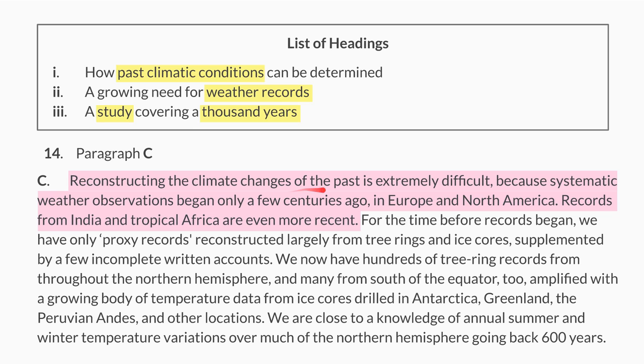Reconstructing the climate changes of the past is extremely difficult because systematic weather observations began only a few centuries ago in Europe and North America. Records from India and tropical Africa are even more recent. Now here's what I want you to do. I want you to take a moment to think about what the paragraph is going to talk about based on the information that you have in these two sentences. I want you to identify the main idea. What is the main idea? Go ahead, think it through.